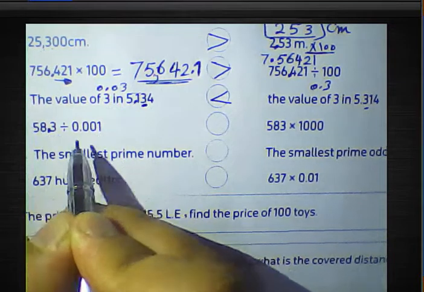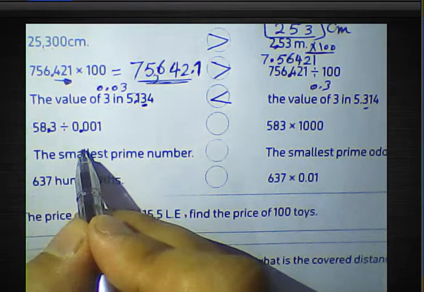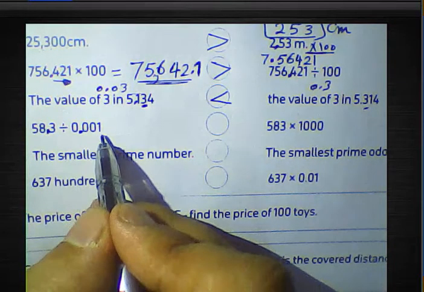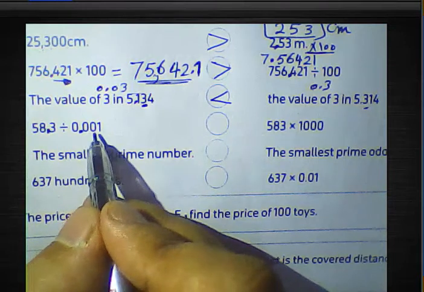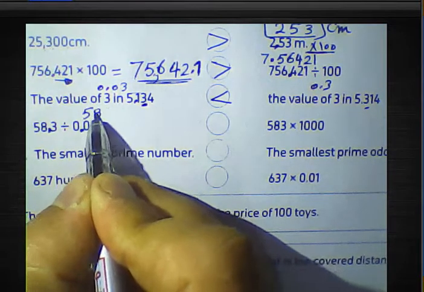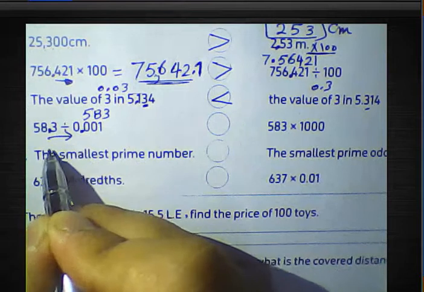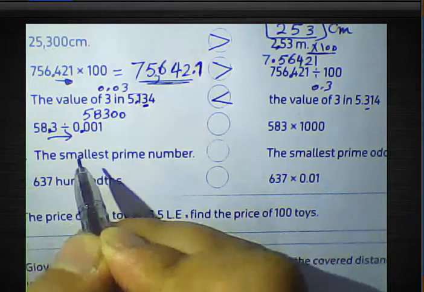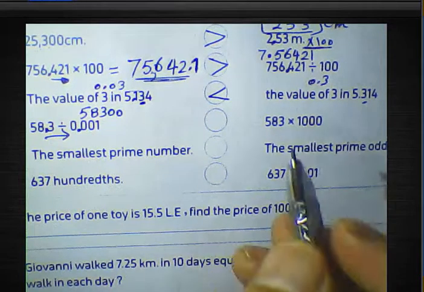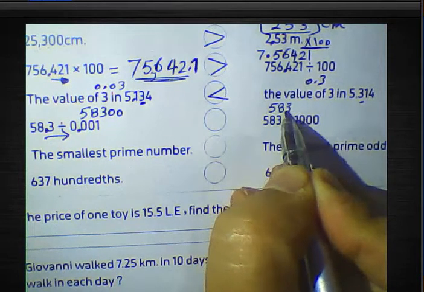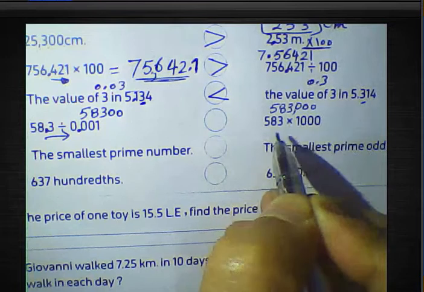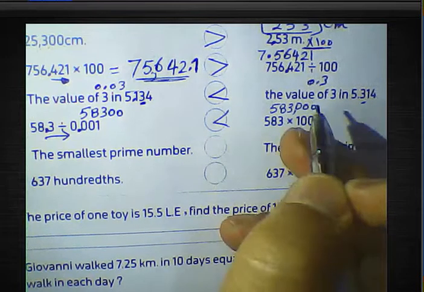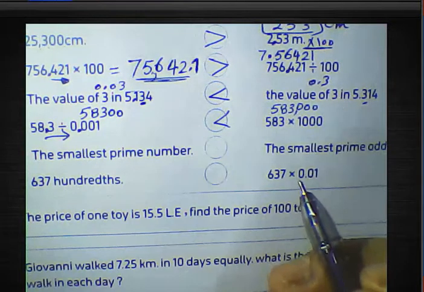And what about this number? Dividing by 1000 means multiplying by 1000. So we must move the point to the right-hand side by three digits. We must put 30 behind it. And this number, 583, write 30 behind it. It will be greater than this number. Okay.